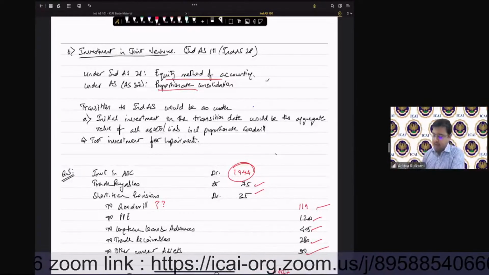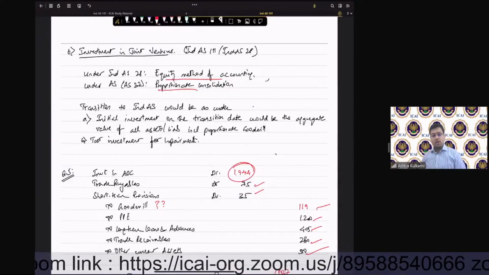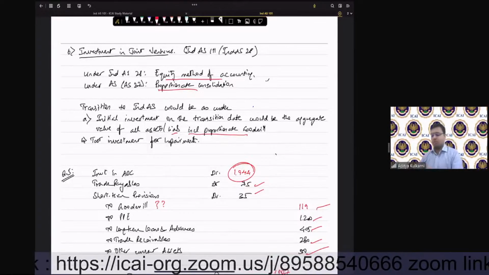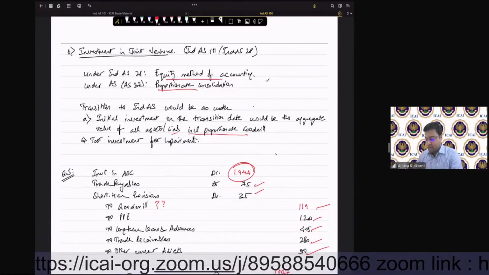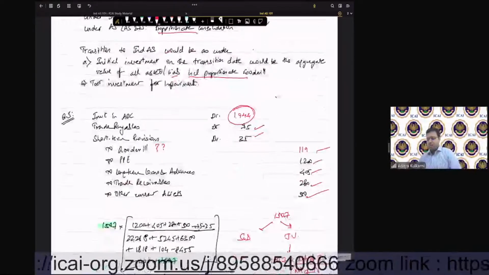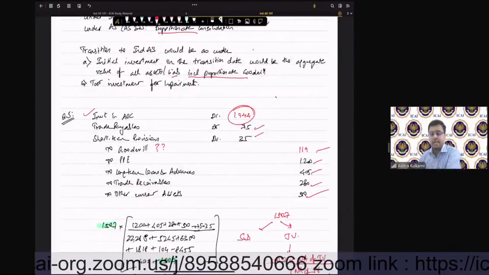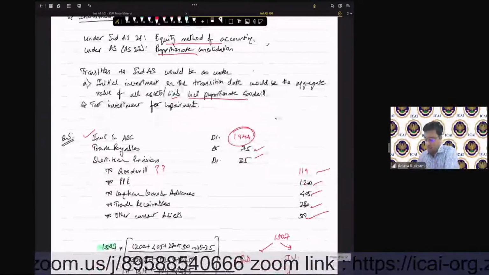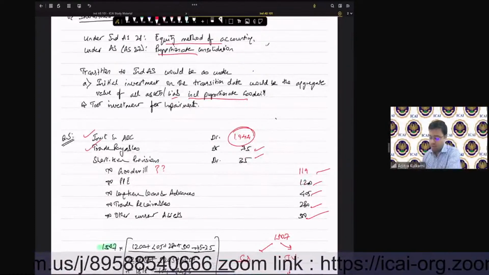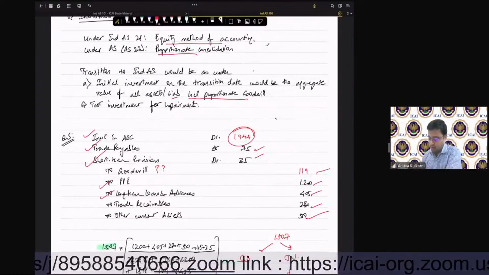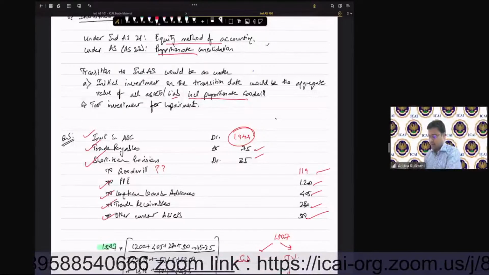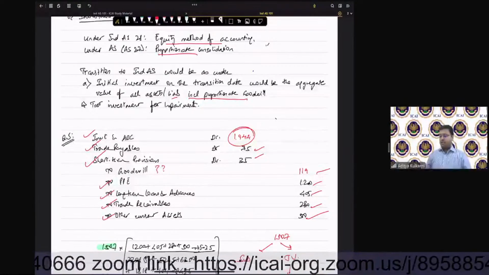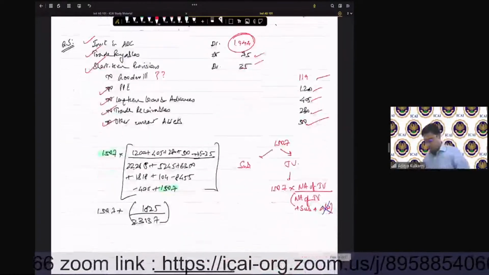Transition to Ind AS would be as under: the initial investment on the transition date would be the aggregate value of all assets and liabilities, including proportionate goodwill, to be tested for impairment. So now you are going to create the investment in joint venture, and remove trade payables, short-term provisions, PPE, long-term loans, trade receivables, other current assets. All of them you will consider separately to remove, and the balancing figure will go to your goodwill. Are we okay with this?